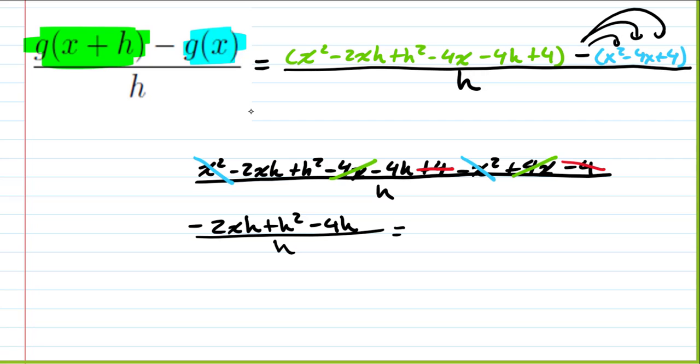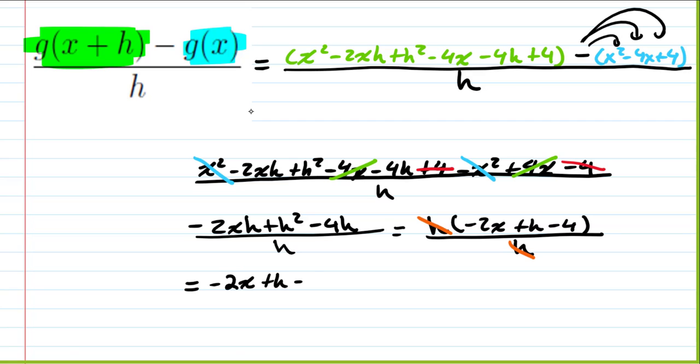We now have a common factor of h, which we can factor out. We get h times (2x plus h minus 4), all divided by h. And now our h's reduce out, leaving, after that entire computation, 2x plus h take away 4. And that would be what we would get at the end of simplifying.